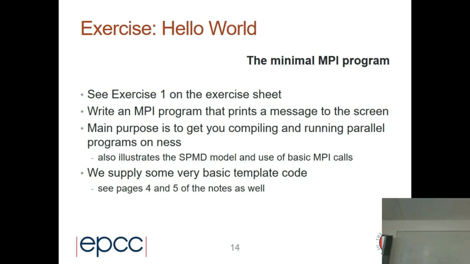Okay, so this shows history. That should be on Archer. Apologies. I run this course on so many platforms, I sometimes get the naming wrong. I give you some very basic template code.